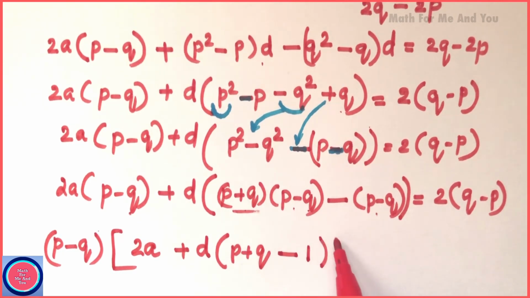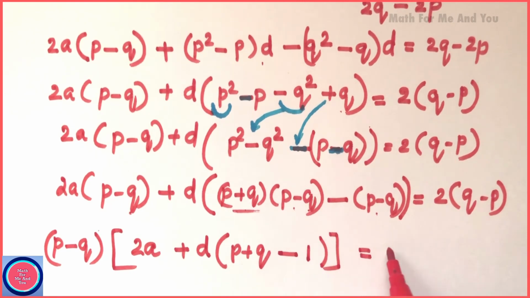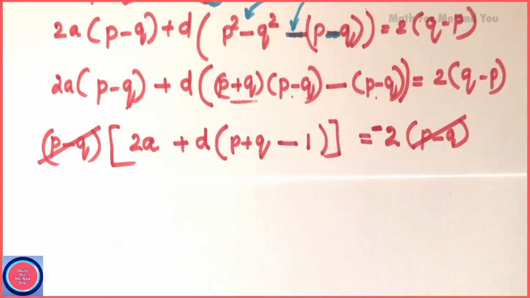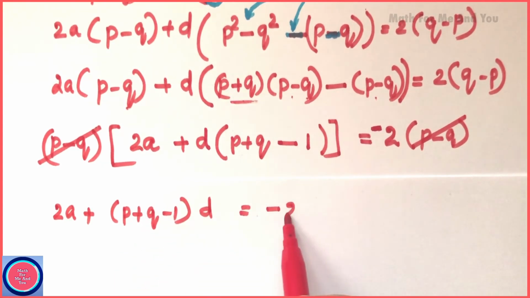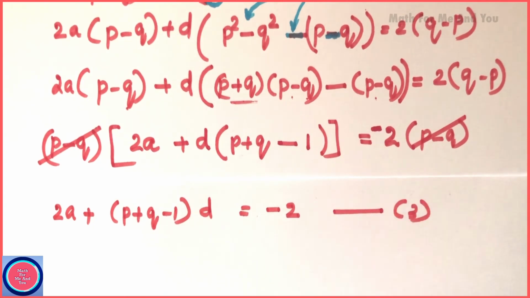Then close the bracket, equal to, we take p minus q but it is q minus p. So if we take minus, then minus 2 if we write, we get p minus q inside the bracket. On the left side and right side, p minus q we can cancel because they are the same. Now what remains we can write: 2a plus (p plus q minus 1) times d is equal to minus 2. This is equation number 3. Hope you understand why we are getting minus 2 on the right side, because we have taken out p minus q.